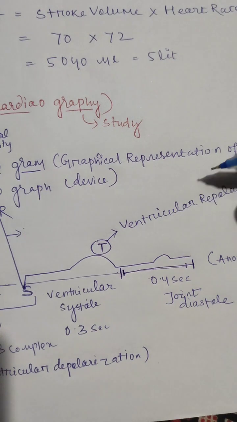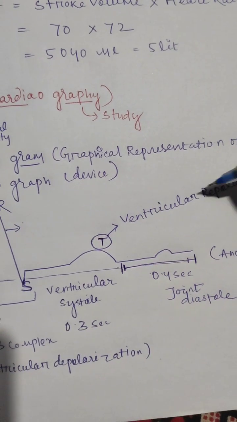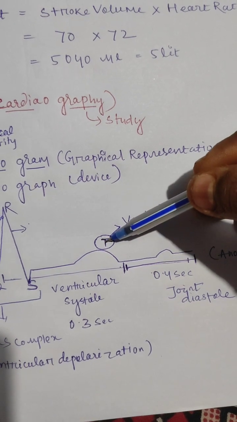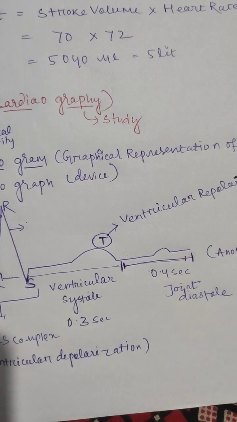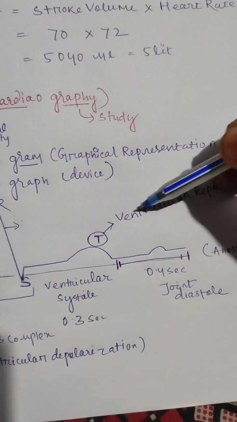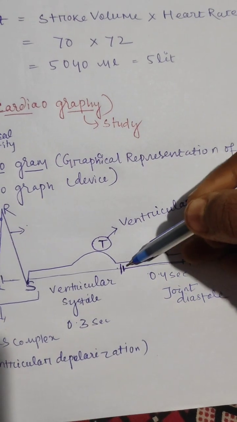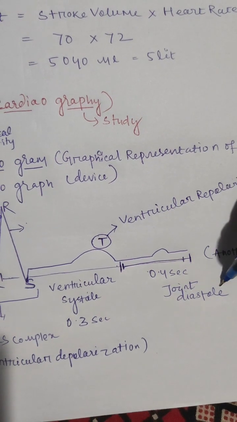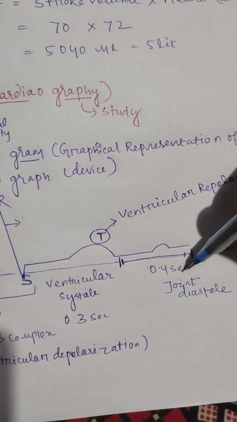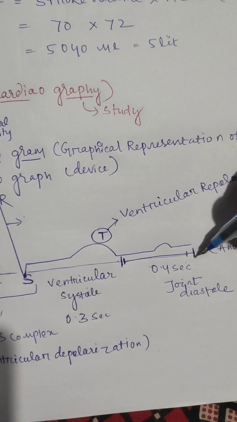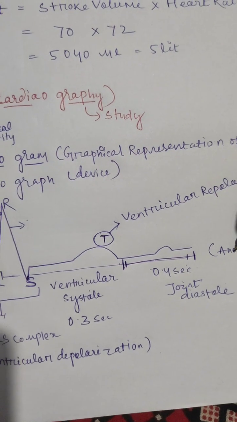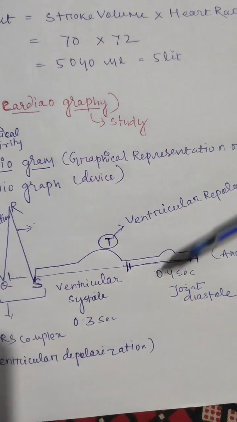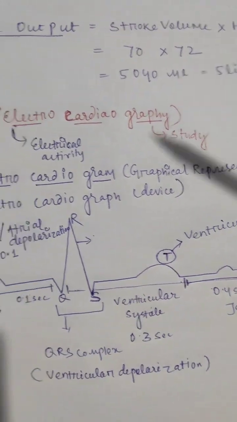Here the ventricle relaxes, that's why this is called ventricular repolarization. The T wave represents ventricular repolarization or ventricular relaxation. Then after the T wave, the next phase is joint diastole. This is for 0.4 second. After joint diastole, the next P wave arises. In this way, the electrocardiography is maintained.